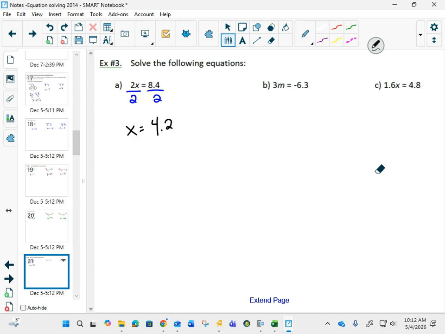Here I'm multiplying. Opposite of multiplying? Dividing. So I divide this side by 3, but if I do that to one side, I do this side by 3. 3 divided by 3 is just 1. So that leaves this side to be m. So the reason we do the opposite is so that it cancels itself out, leaving you just with 1. And what do we get when we get negative 6.3 divided by 3?